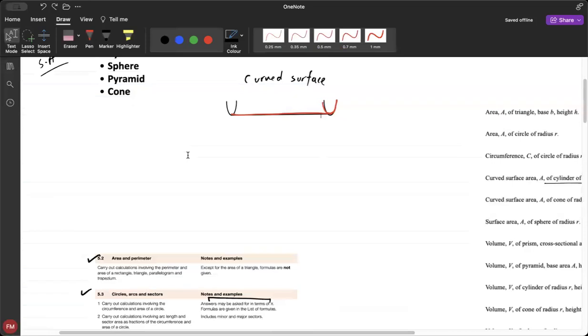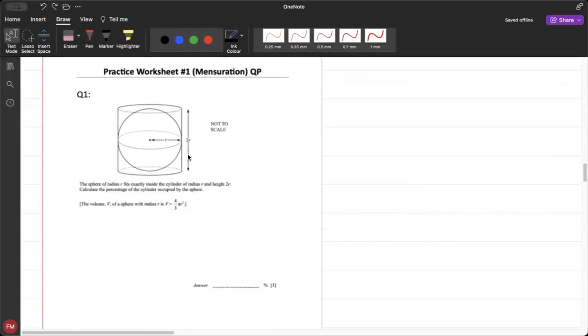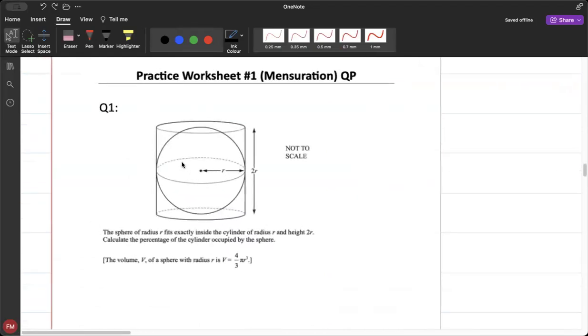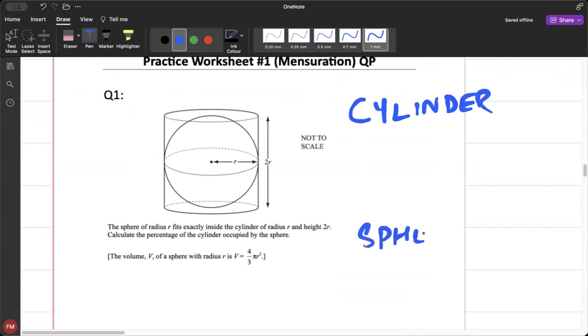Again, there is a worksheet which says practice worksheet number 1, and it's based on all 3D shapes. So let's see what the question over here says. It says the sphere of a radius fits exactly inside the cylinder of radius r and similarly height of 2r. Calculate the percentage of the cylinder occupied by the sphere. So there are two different shapes that they're discussing. One is, of course, the cylinder, and the other one is for a sphere.